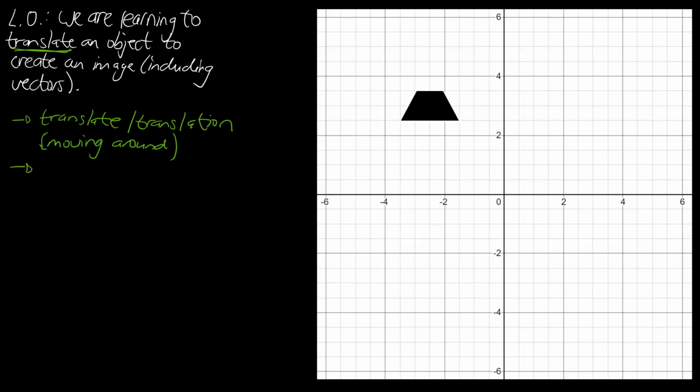We're then going to need to know, well, what do I mean by vector? And in brackets, I'm just going to write this x comma y on top of each other, and we'll get into that in a bit more detail as well. So let's start off with a relatively straightforward example.